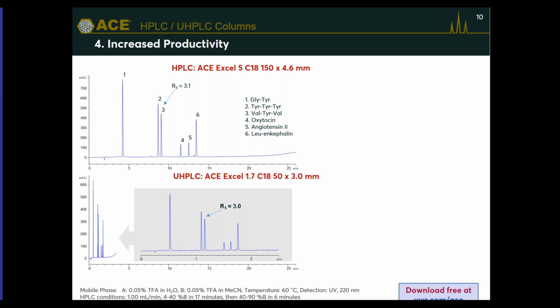The critical pair in the separation, the closest eluting compounds in the chromatogram, peaks 2 and 3, you can see that we still have a resolution value of 3. So we've maintained the quality of the separation. So that means we can do more injections per unit time, we can do more samples per unit time.